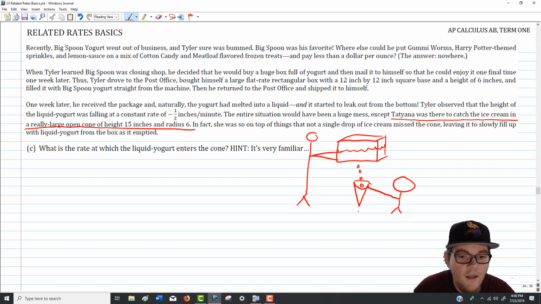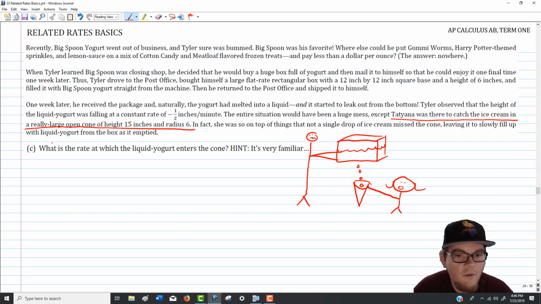She's holding out the cone for Tyler to help out, and the liquid yogurt is dripping into the cone. Now you might argue whether or not the vertex or bottom of that cone is really going to hold stuff in there, but set that aside for a second. Just imagine the cone's humongous enough so that Tatiana can help out. You'd be kind of scared at that point. So basically there's our scenario.